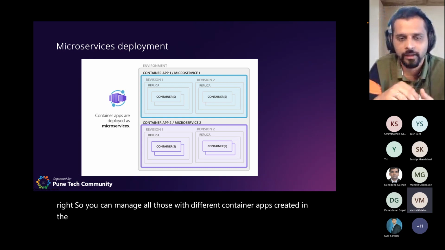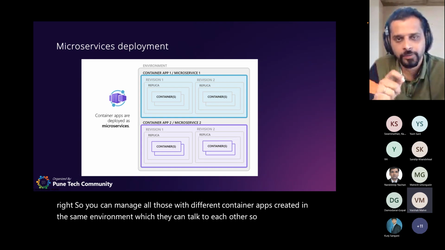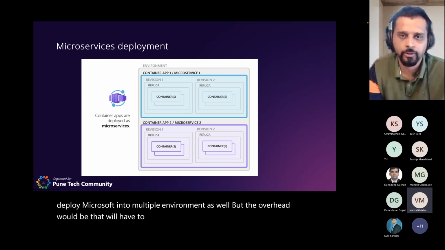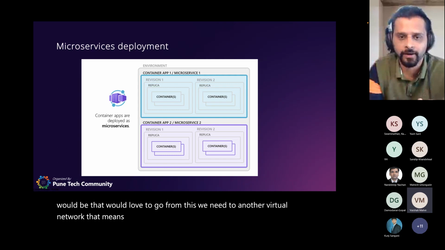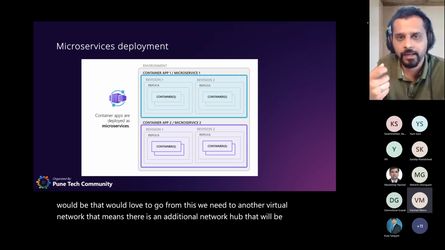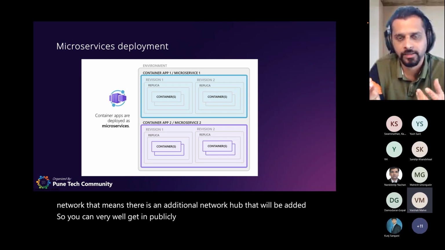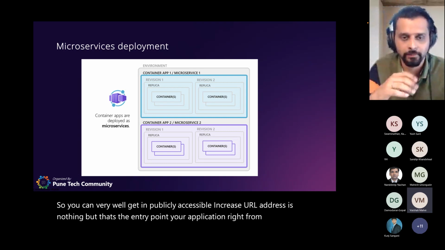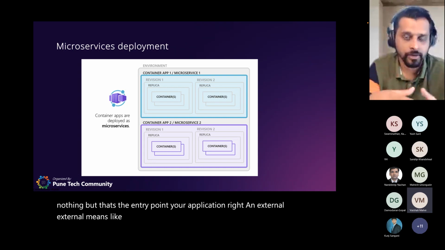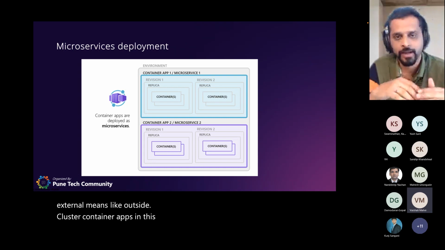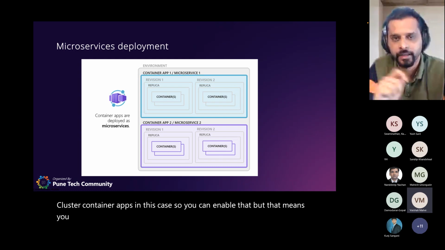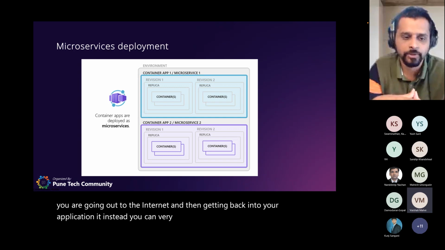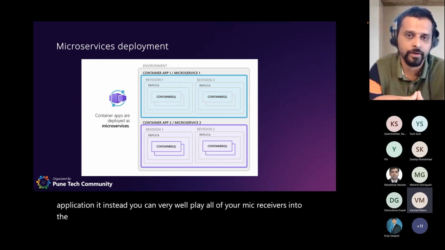That's so they can talk to each other. You can also deploy a microservice into multiple environments as well, but the overhead would be that it'll have to go from this VNet to another virtual network. That means an additional network hop will be added. You can very well get publicly accessible ingress URLs. Ingress is nothing but the entry point to your application from an external means, like outside of your cluster, or outside of your container apps in this case. You can enable that, but that means you are going out to the internet and then getting back into your application. Instead, you can very well deploy all of your microservices into the same environment.